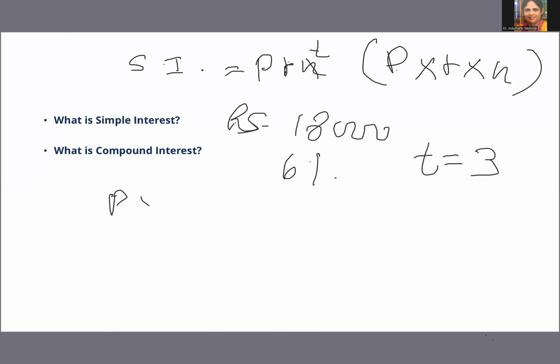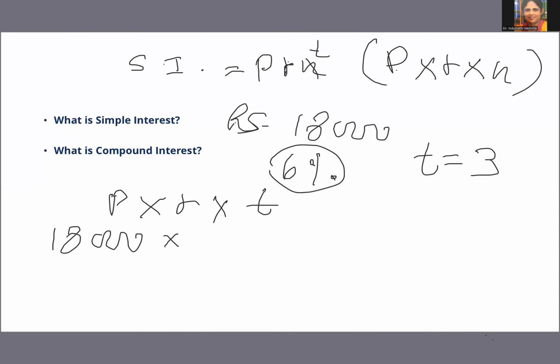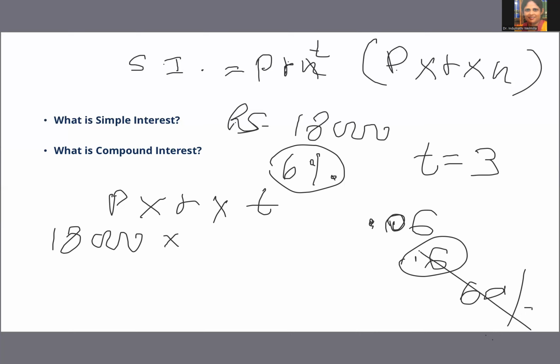P multiplied by R multiplied by T. That means 18,000 multiplied by 0.06. Be careful: when we convert 6% to a decimal, it should be 0.06, not 0.6, because 0.6 means 60%. Then the period is 3. This is very easy. Then this is the interest amount.